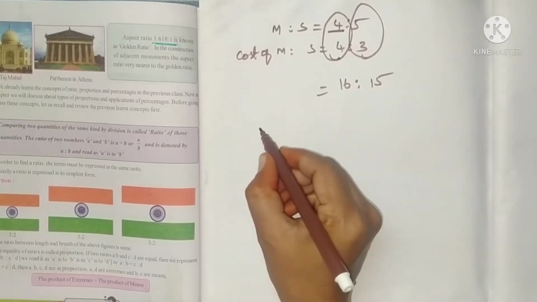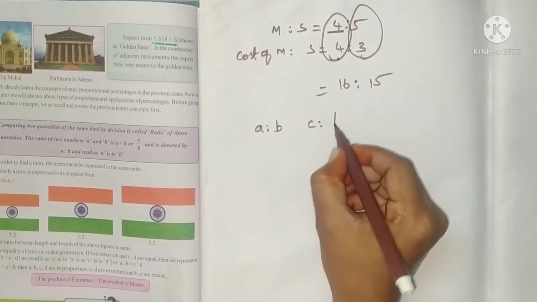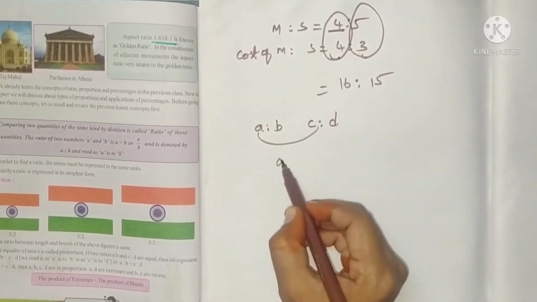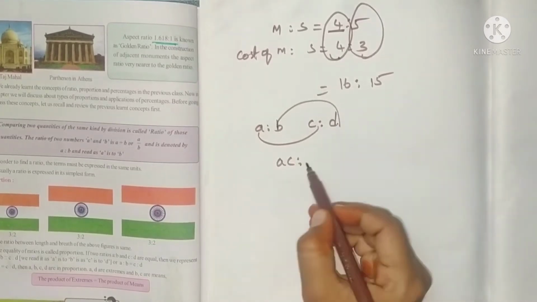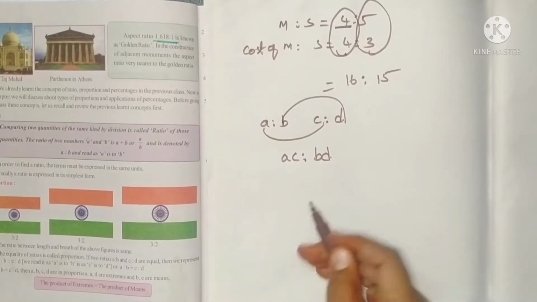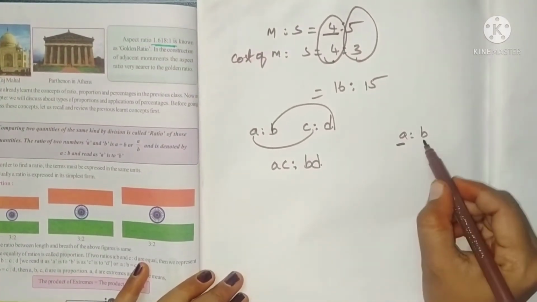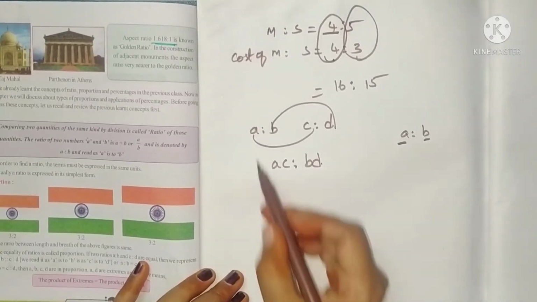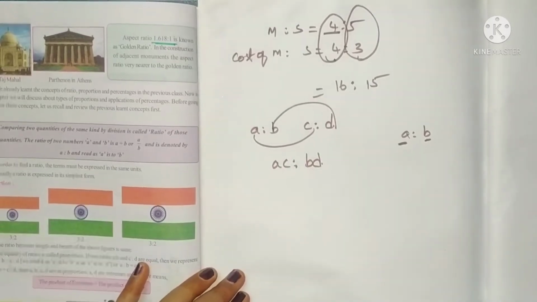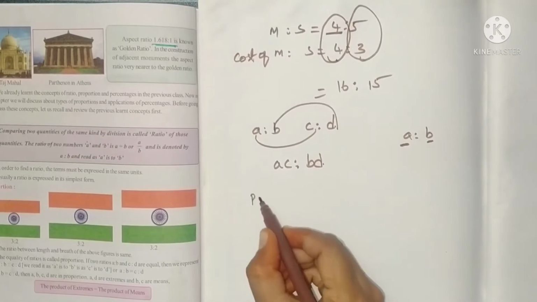Okay. So, what is the compound ratio of A is to B and C is to D? Just multiply the first terms and the second terms: AC is to BD. In other words, in A is to B, what is A? Antecedent. And what is B? Consequent. So here the product of antecedents is to the product of consequents. Now you just practice like this.